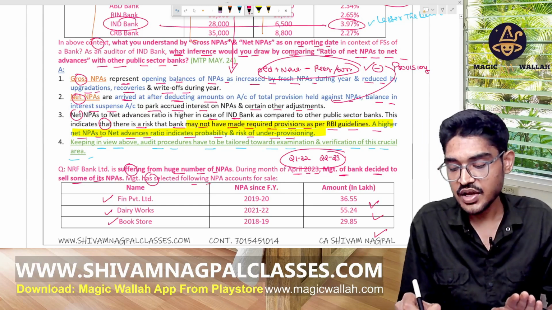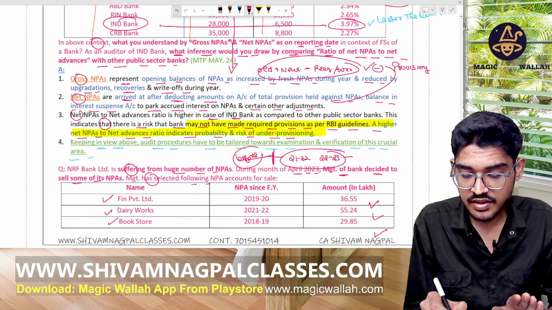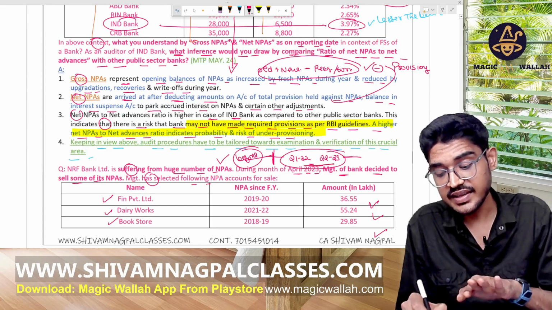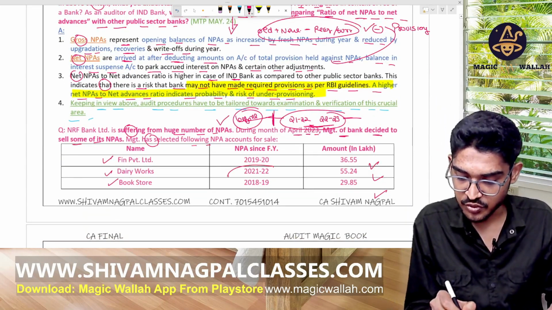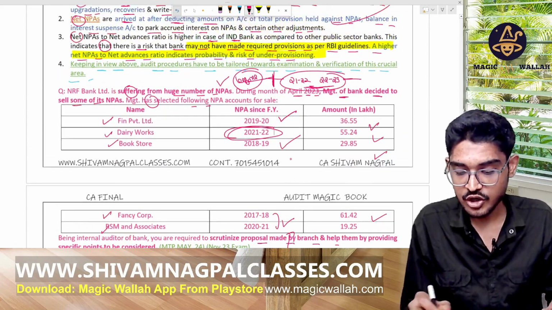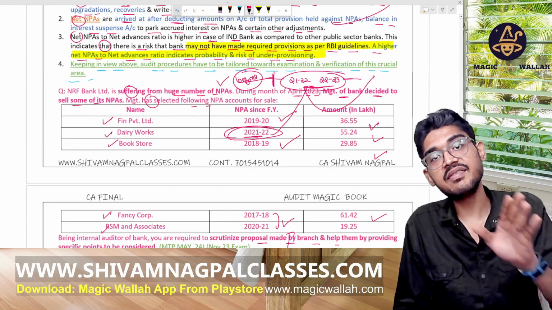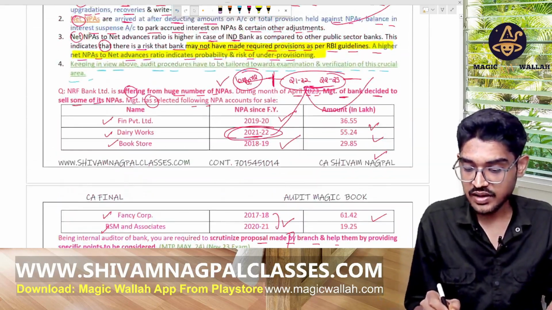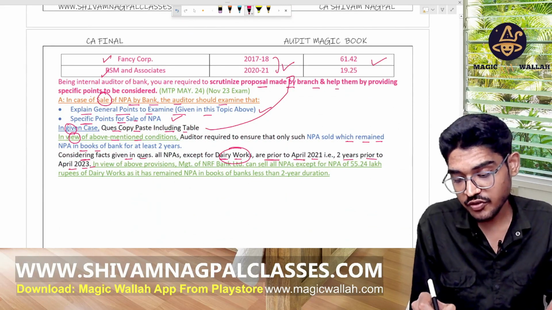At least, so it should be before that in the books of account of the bank. If it is covered in the books of account in this year, then it should not be sold in this year. So this 21-22 can be sold, this can be sold, but the 21-22 is covered in this year. They have to be sold in the next year by giving it 1 year more. It should not be sold in this year. So this one, dairy works, is not prior to 2021.